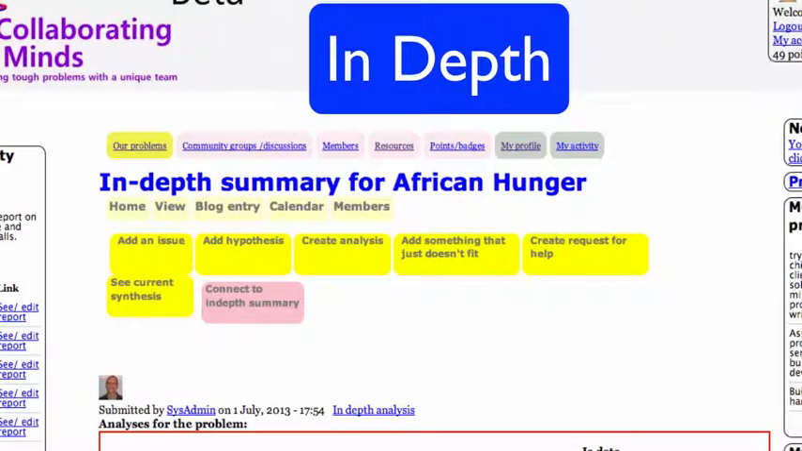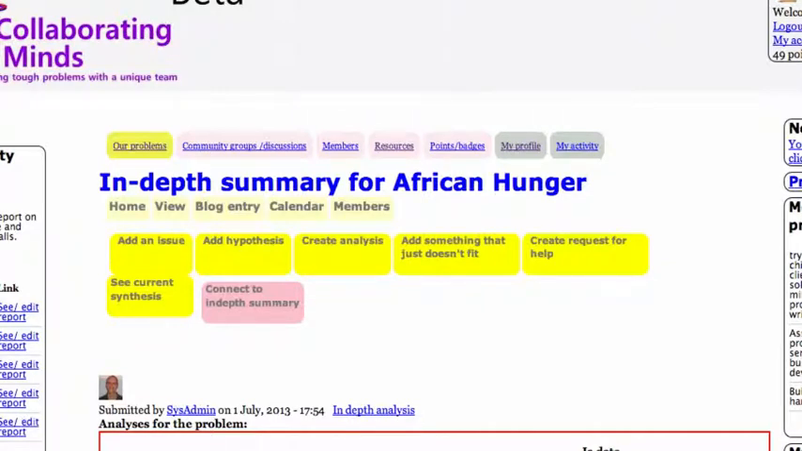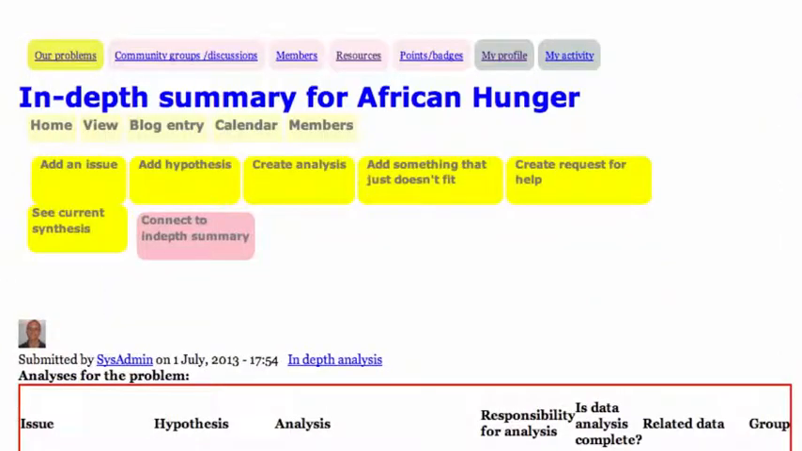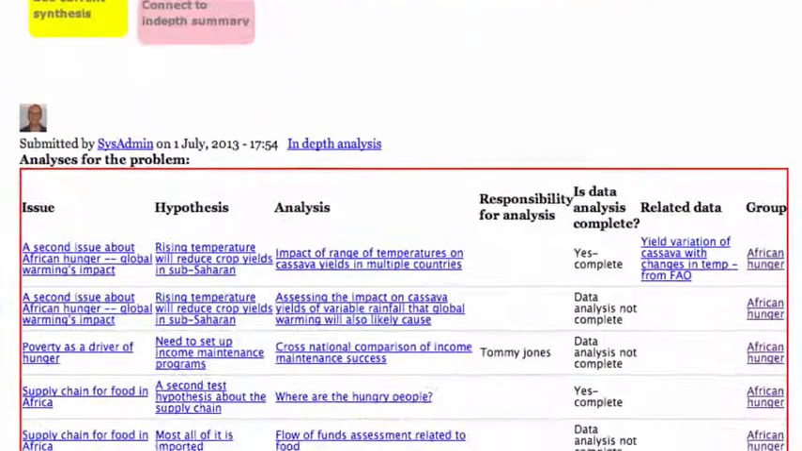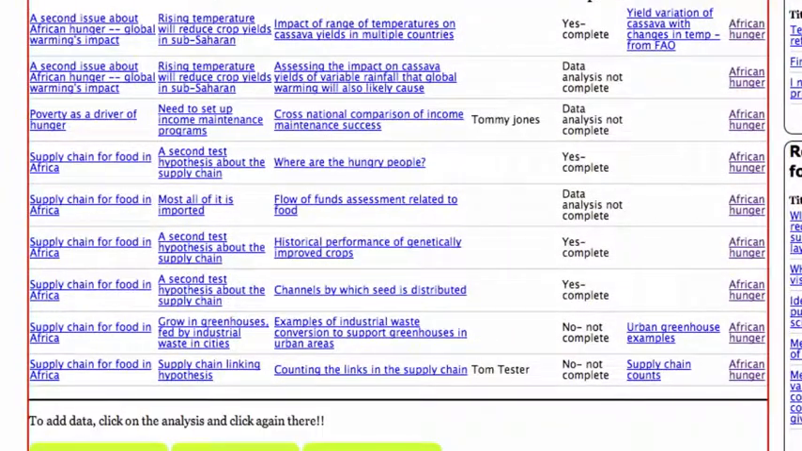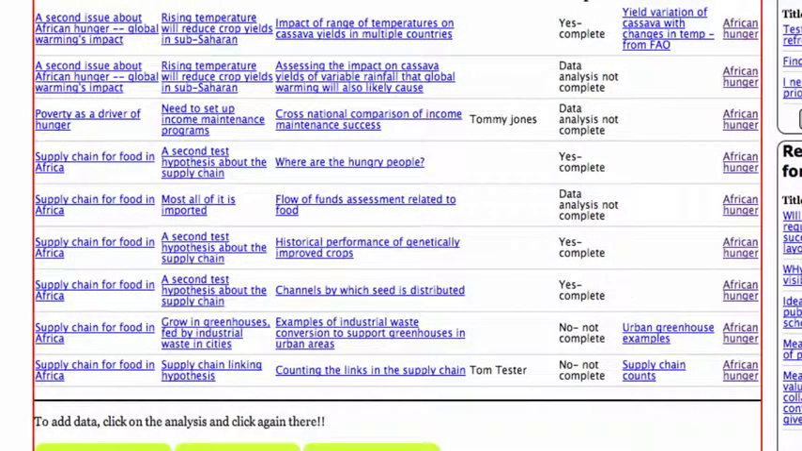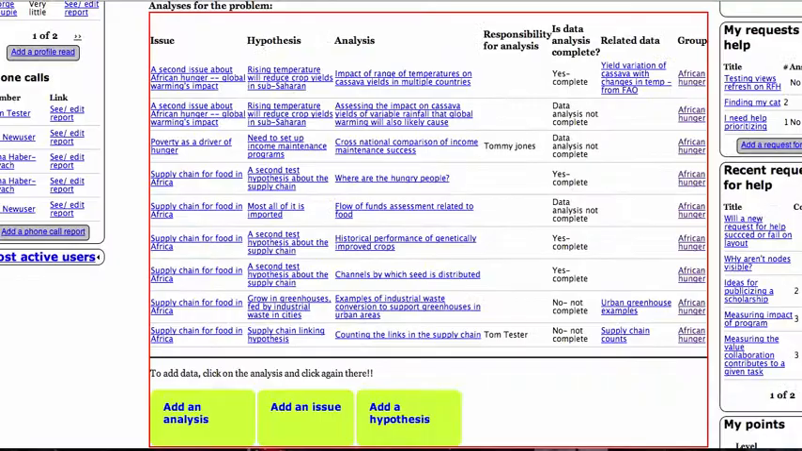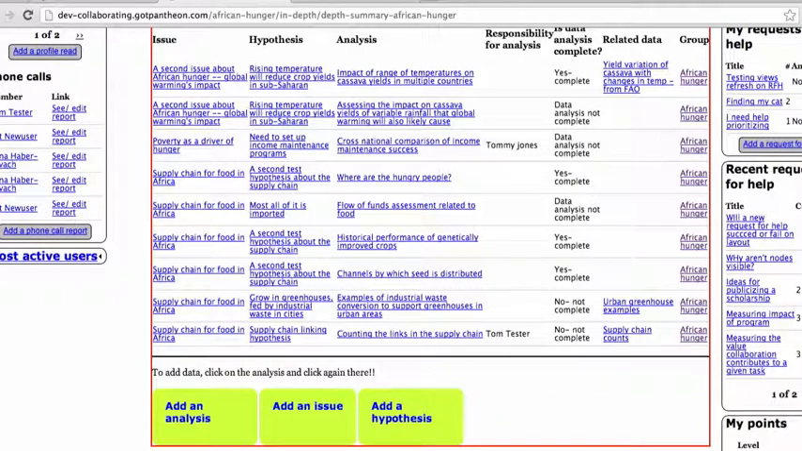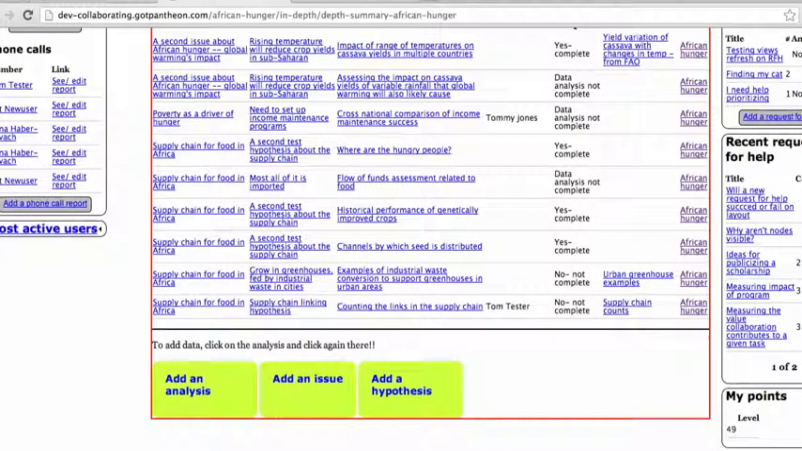The next step in the problem-solving process is to pull all the information we've gathered together in the in-depth summary. In this phase, the ideas that have been raised and the issues that have been raised are all converted into an issue hypothesis analysis data format. The team can look at the analyses we have for the problems, what hypotheses they are connected with, and what issues those hypotheses are connected with. They can also see the status of data analysis and can take a look at the data that has been collected. If something is missing, they can add an analysis, add an issue, or add a hypothesis.